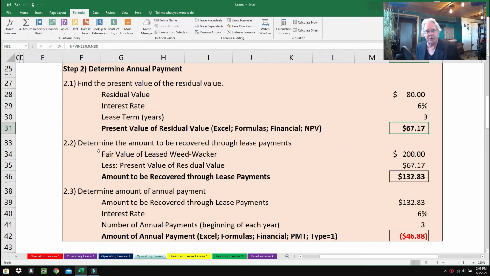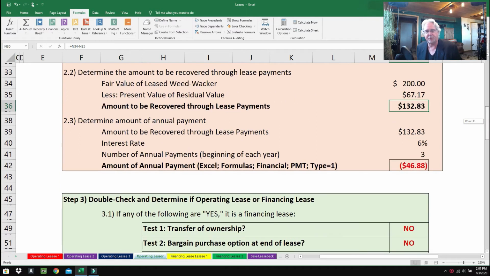2.2, determine the amount to be recovered through the lease payments. The fair value of the weed whacker is $200, which comes from the information up above, less the present value of the residual value, 67.17, which we got from right up above. So, folks, the amount to be recovered through the lease payments is $132.83. Now let's find out the actual payment.